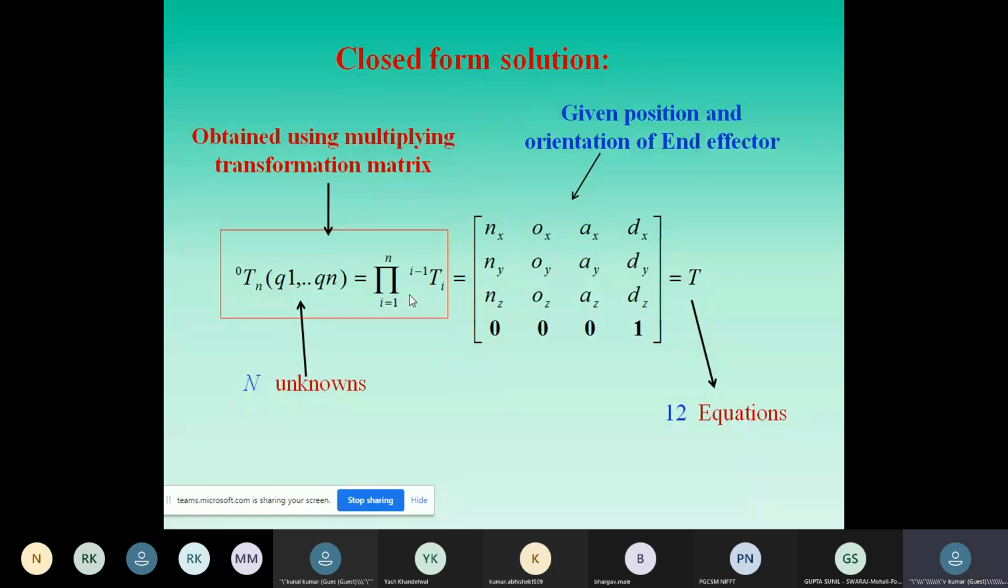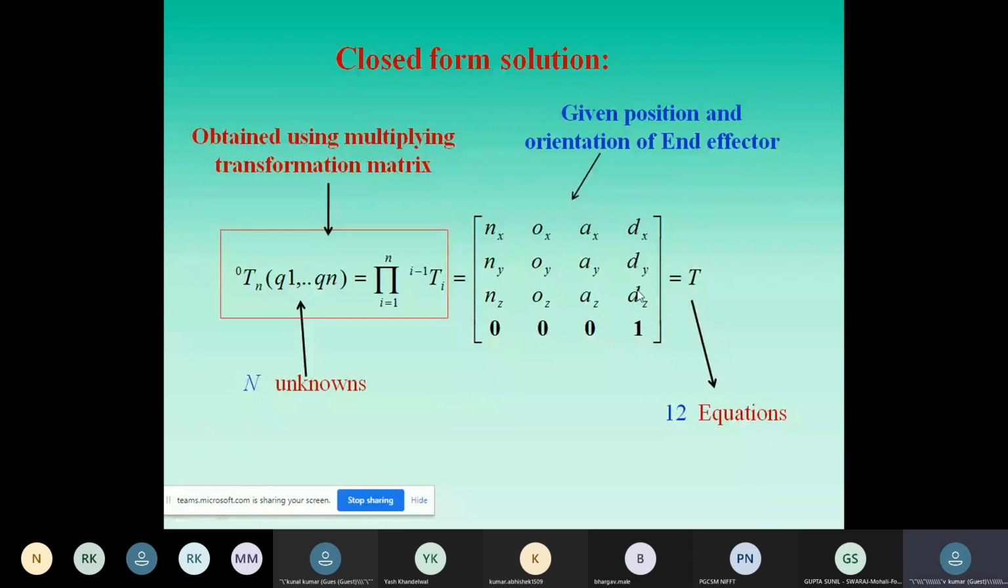And in the left side, how many unknowns? Theta 1, theta 2, theta 3, theta 4. These are all unknowns because we have to find them. And for an n DOF manipulator, how many unknowns? n unknowns. For an n degree of freedom manipulator, theta 1, theta 2, theta 3 up to theta n, so n unknowns. And on the right side, the given position is what?